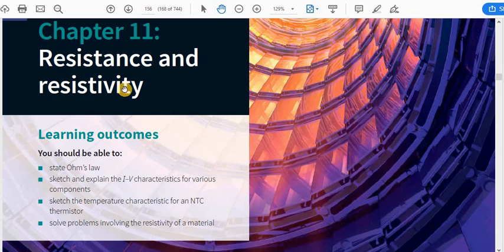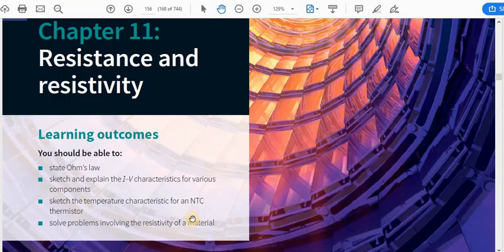We are going to discuss resistance and resistivity. This is chapter 11 of your Cambridge A-level course book. The learning outcomes of this chapter are: you should be able to state Ohm's law, sketch and explain IV characteristics for various components, sketch the temperature characteristic for an NTC thermistor. NTC stands for negative temperature coefficient thermistor.